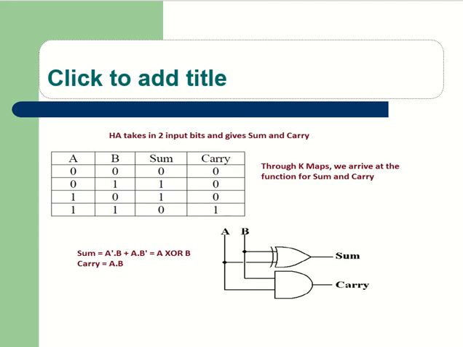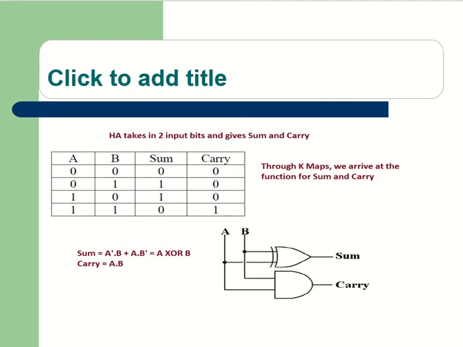In the sum column, first we have to see wherever the output has become 1. In this case, for two cases, that is when a is 0 and b is 1, as well as when a is 1 and b is 0, the output has become 1. So the expression for sum will be the combination of these two cases.